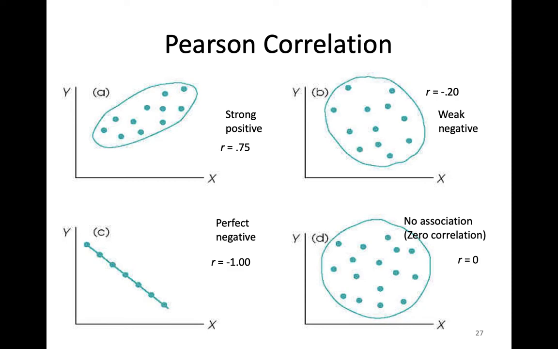And then you can map that onto a scatter plot as well. You can look at a visual display of the data and get a sense of whether you've got a strong positive versus a weak negative relationship.